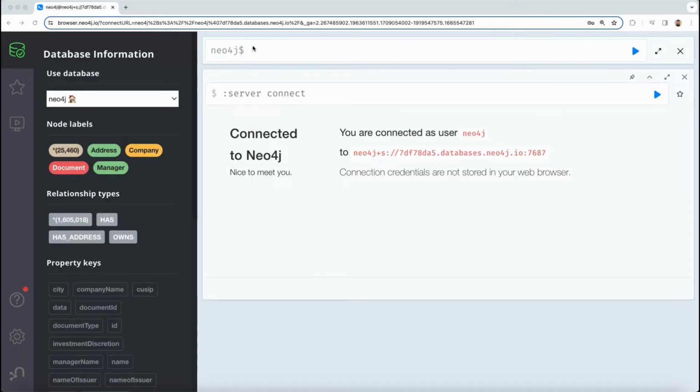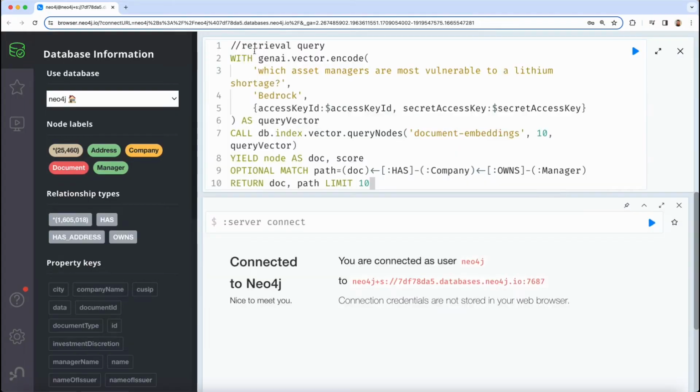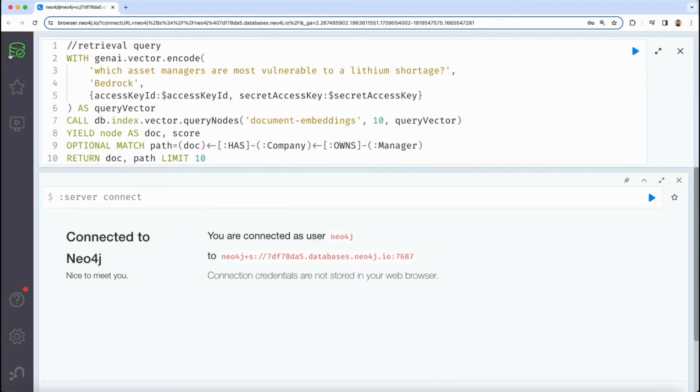In Neo4j browser, we can enter the query that was used for retrieval in the vector plus graph approach. This is using Cypher, Neo4j's graph query language. This query accomplishes a few key things. First, it takes the user prompt and leverages a generative AI service to create a query vector embedding. In this case, we're using Amazon Bedrock, but you can use other GenAI providers here too, including OpenAI, Google Vertex AI, Microsoft Azure OpenAI, and others. Once the query vector is obtained, we're able to do vector search on the documents inside of our graph.